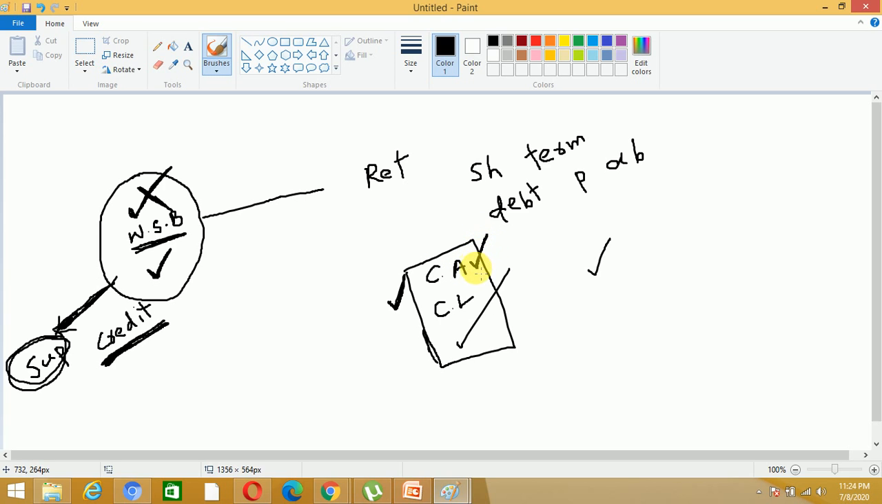They will check your current assets. In current assets, which things are coming? Cash, big items, account receivable, and inventory. They will check these three items.